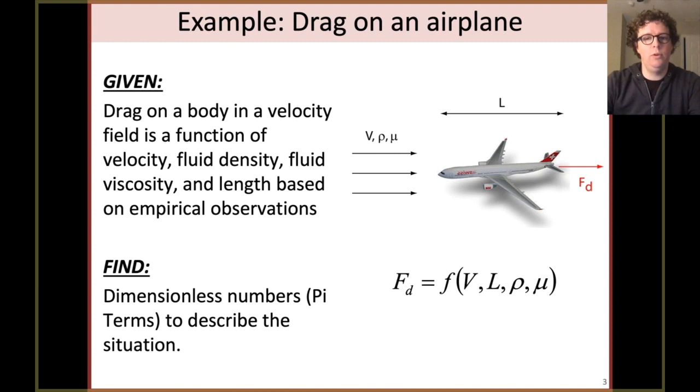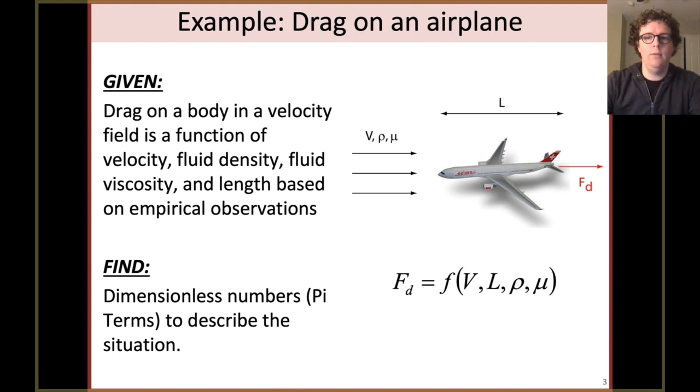So the problem for us today relates to airplanes, and we want to derive some dimensionless numbers that help us predict how much drag there would be on an airplane. So drag force is represented by that F sub d, that red arrow behind the airplane. So this is basically shear forces pulling on the airplane to slow it down as it's trying to move through the fluid, or as the fluid air passes around the airplane.